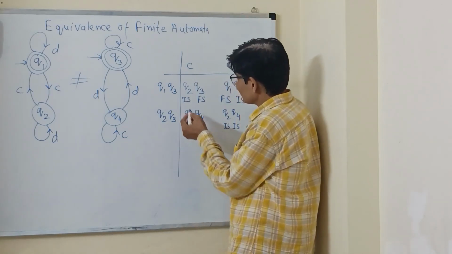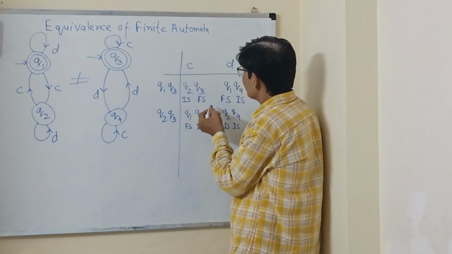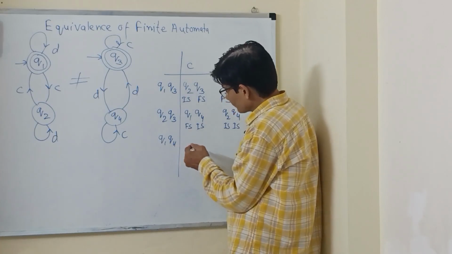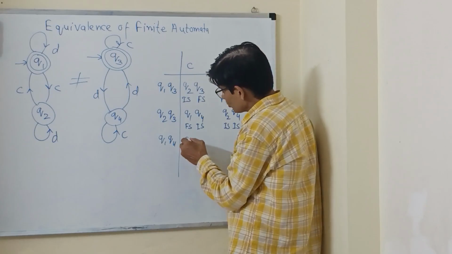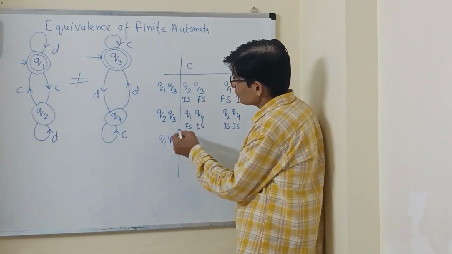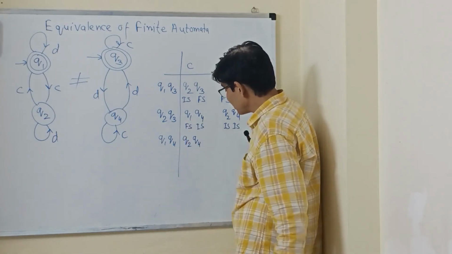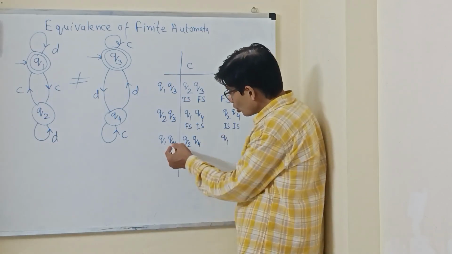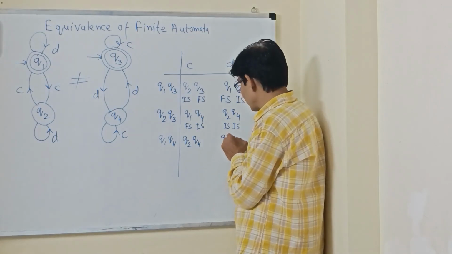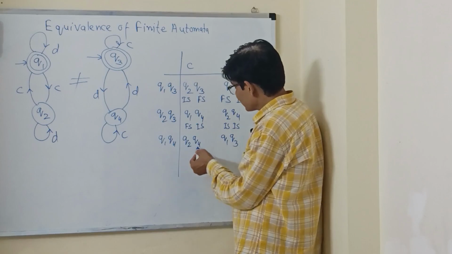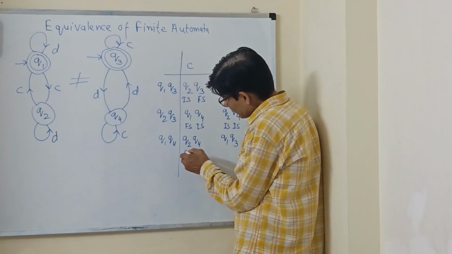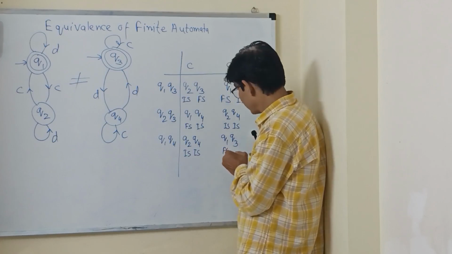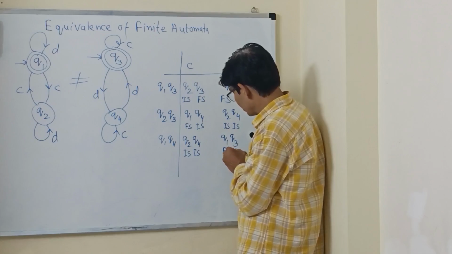Now we have considered this state completely, this state completely. Now the new state is this. So we will consider Q1, Q4. Now on Q1, if we are applying C, so we are going to Q2. On Q4, if we are applying C, so we are going to Q4 itself. Now on Q1, if we are applying D, so we are staying on Q1. On Q4, if we are applying D, so we are moving to Q3. Now no new state is generated here, and again you can see these are an IS matching pair, and these are, sorry, FS and FS, both matching pair.